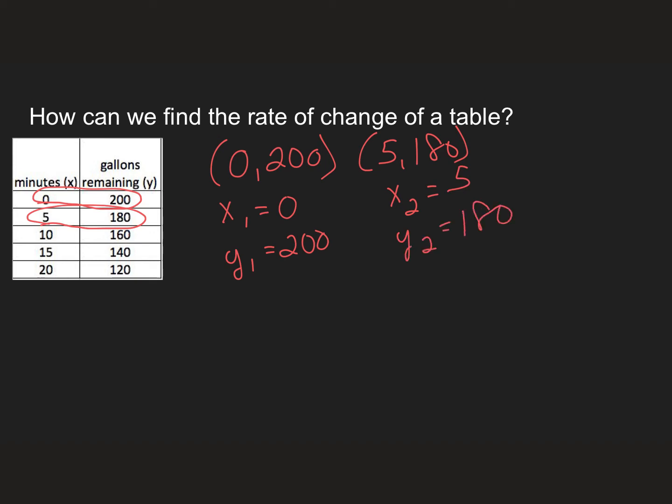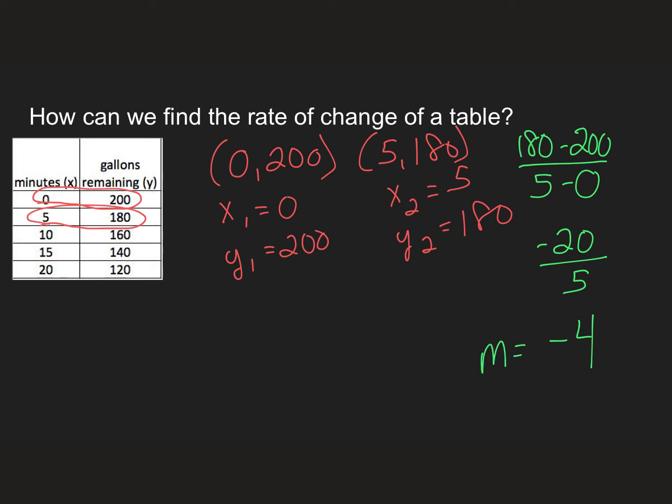So again, we're going to do y2 minus y1 over x2 minus x1. So y2 is 180, y1 is 200. So 180 minus 200. Remember, it doesn't matter if 1 is larger. And then x2, 5, minus x1 is 0. So 180 minus 200 gives me negative 20, divided by 5 minus 0 is 5. Well, negative 20 divided by 5 gives me negative 4. So my slope is negative 4.